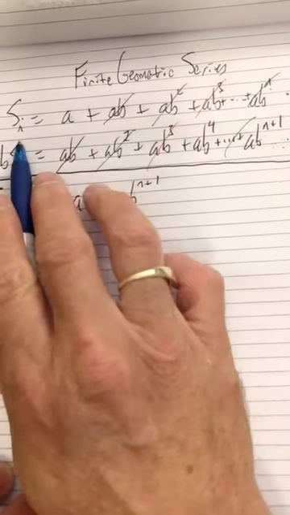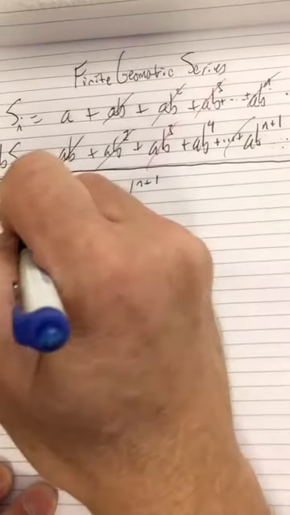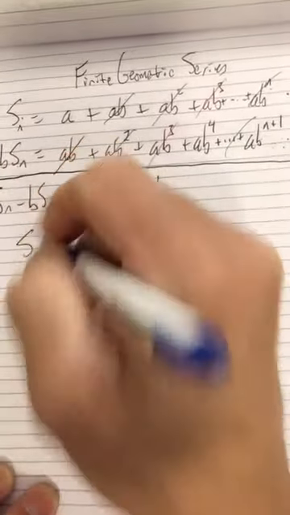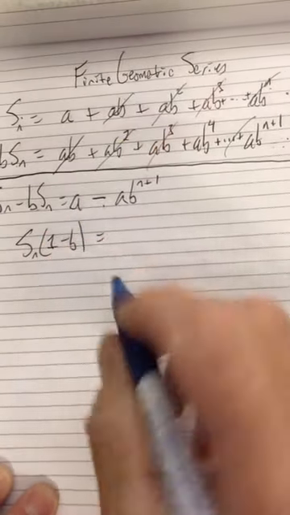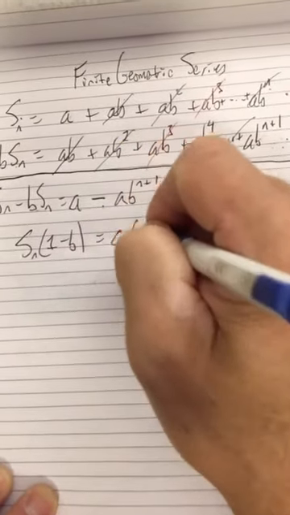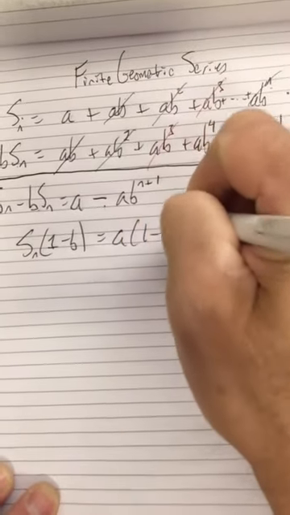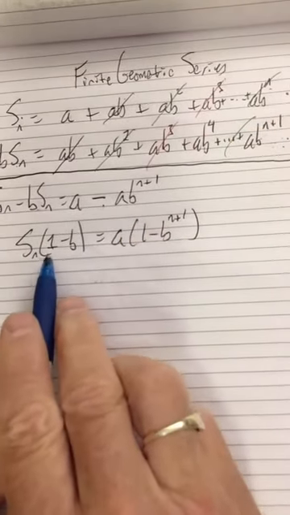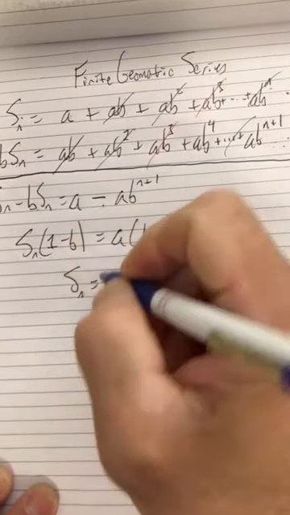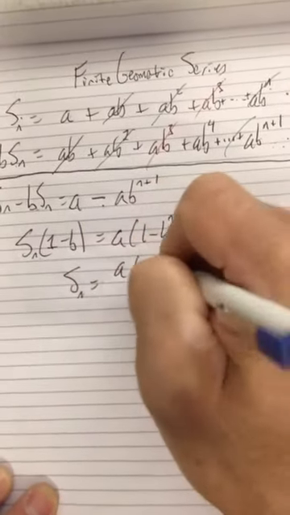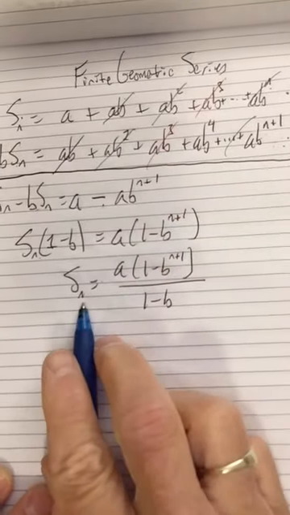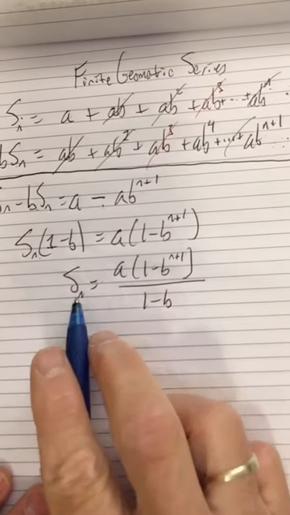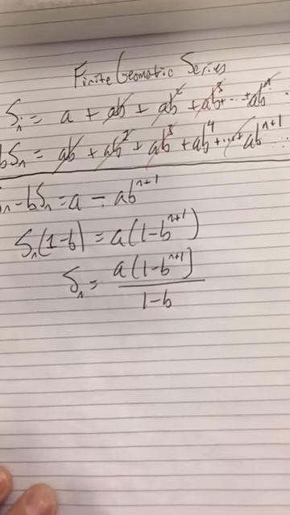Now I want to know what S sub n is, so I'm going to factor out S sub n over here. It goes into itself one time, and it goes into this term B times. Then over here, I have a common factor of A, so I'll factor out an A, and that gives me 1 minus B to the n plus 1. Then I can divide by this, and I'll have S sub n by itself. So I have A times 1 minus B to the n plus 1, all divided by 1 minus B, and I have solved for the sum of the first n terms in a geometric series.